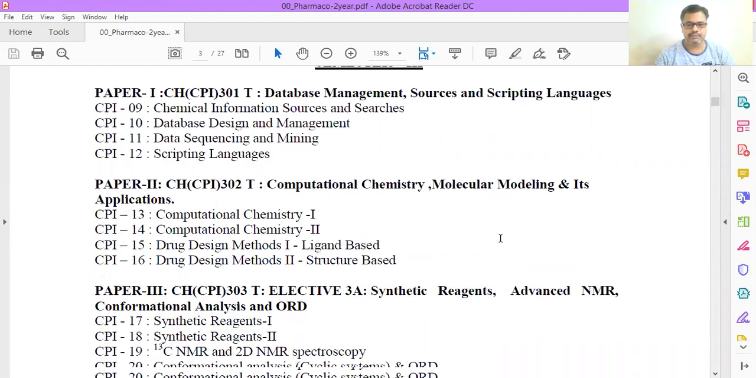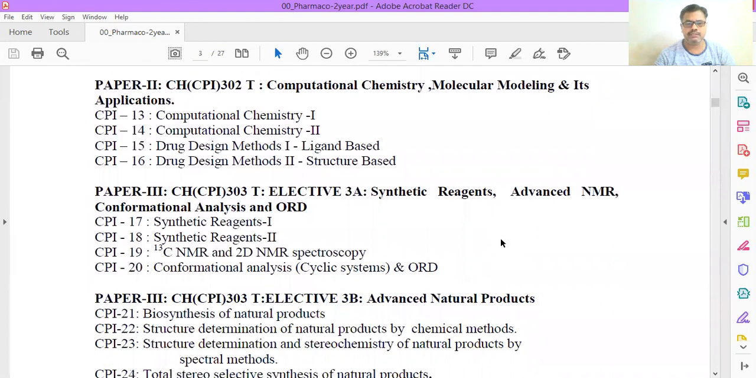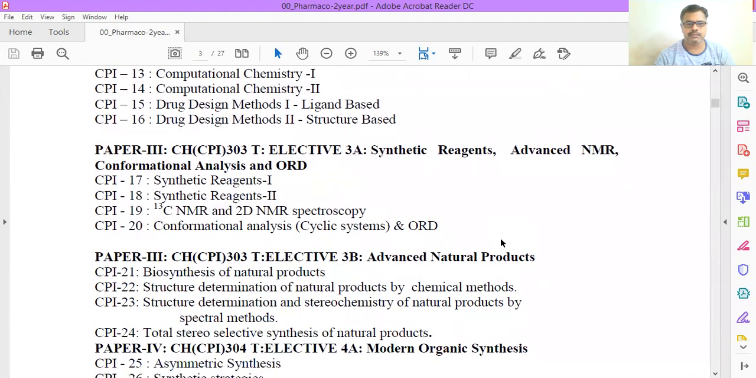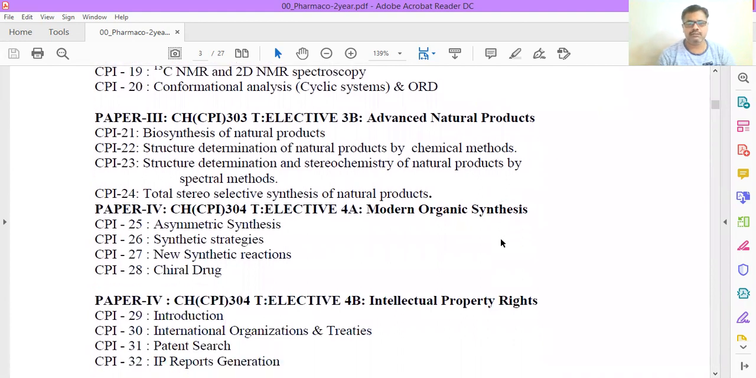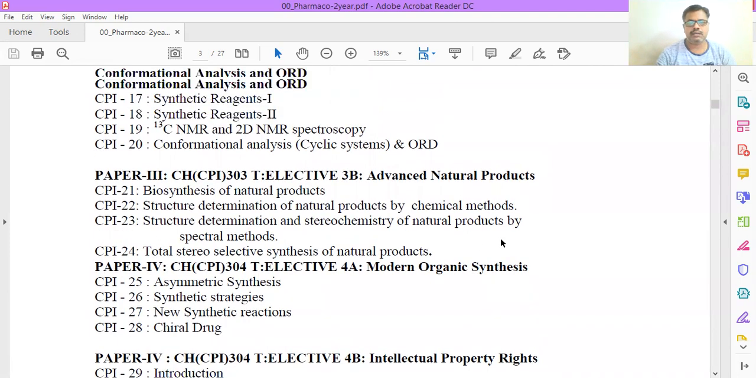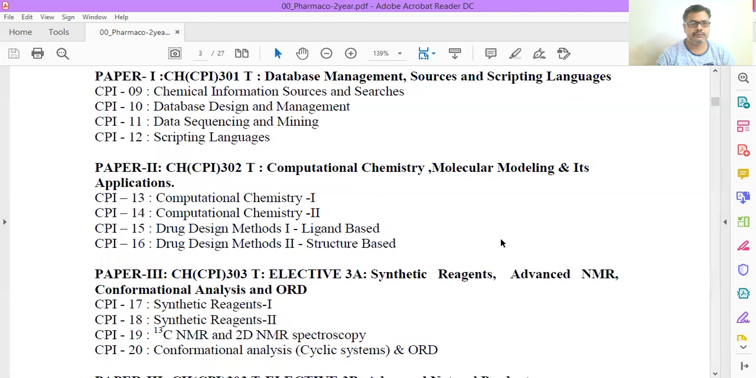And after that you have two papers of synthetic organic chemistry: synthetic reagents and advanced NMR, and the fourth paper is modern organic synthesis. Two different electives are there: advanced natural products and intellectual property rights. But two organic papers are there in your syllabus.